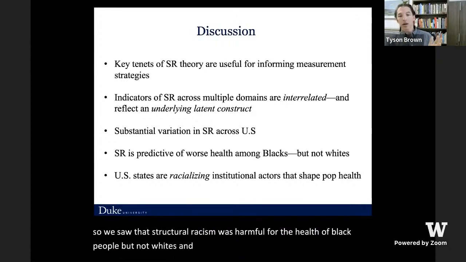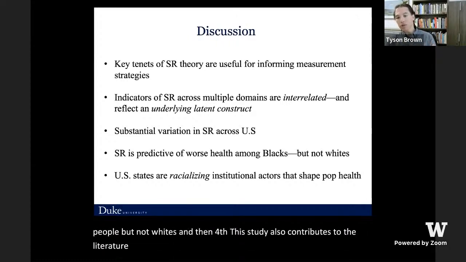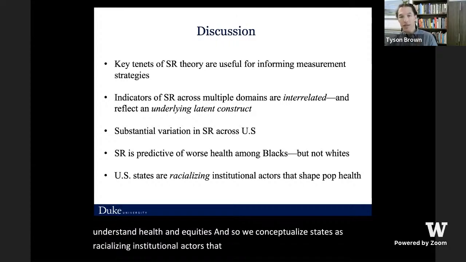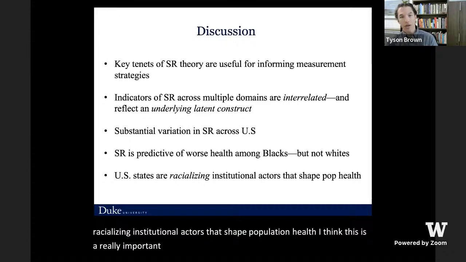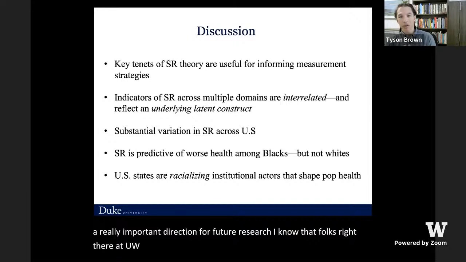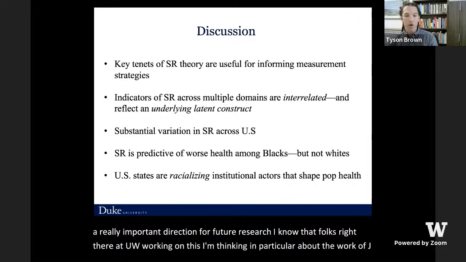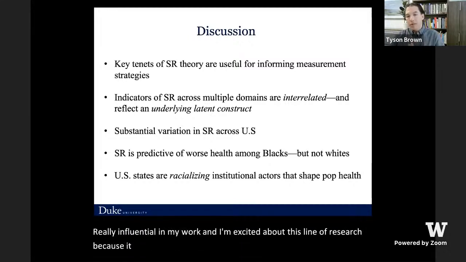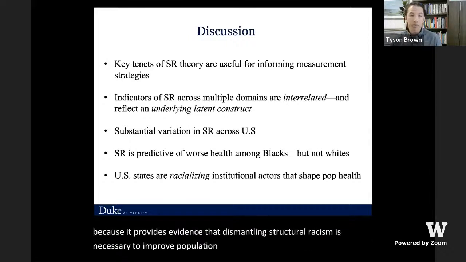And then fourth, the study also contributes to the literature by demonstrating the importance of studying states to understand health inequities. And so we conceptualize states as racializing institutional actors that shape population health. I think this is a really important direction for future research. I know that folks right there at UW are working on this. I'm thinking in particular about the work of Jake Grumbach. It's really influential in my work. And I'm excited about this line of research because it provides evidence that dismantling structural racism is necessary to improve population health and achieve health equity.